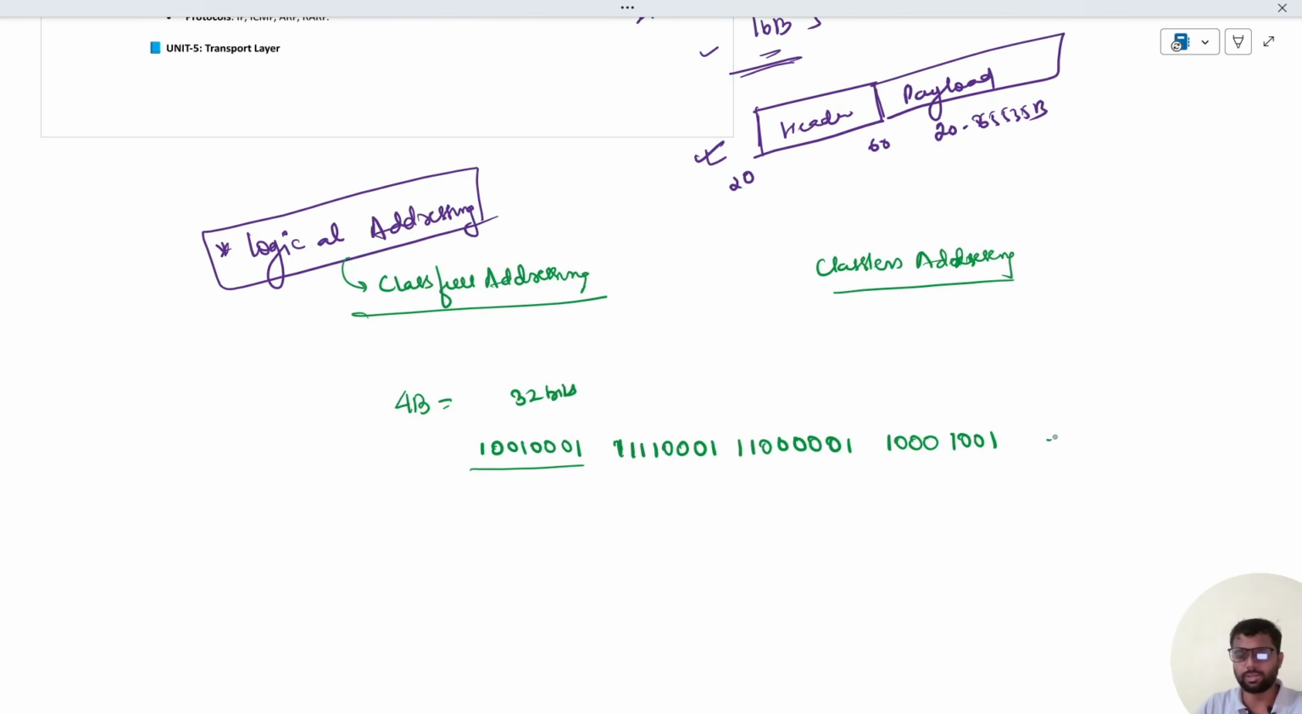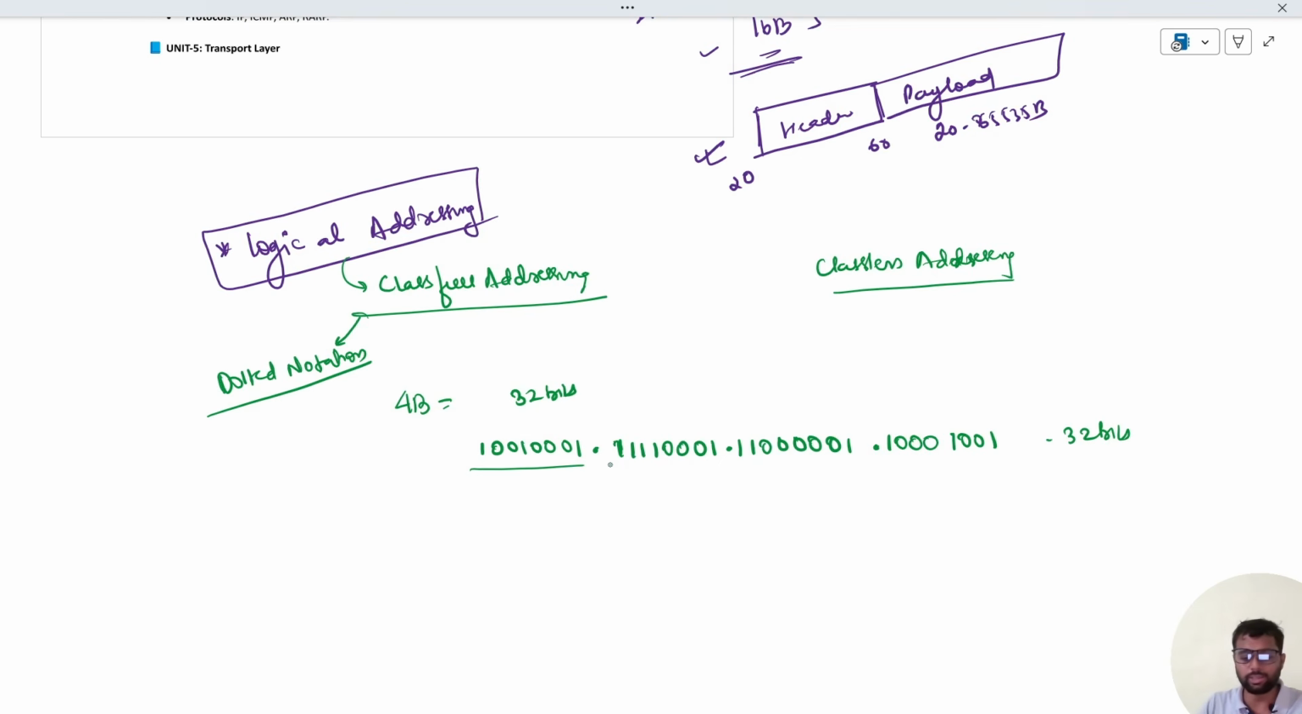This is like the 32 bits. This may be one of the addresses. Okay. So in order to make it easier to read, we have dotted notation. What do you mean by the dotted notation? In dotted notation, after each byte, we put a dot. For example, here we put a dot, here we put a dot, here we put a dot. This is what is known as the dotted notation.